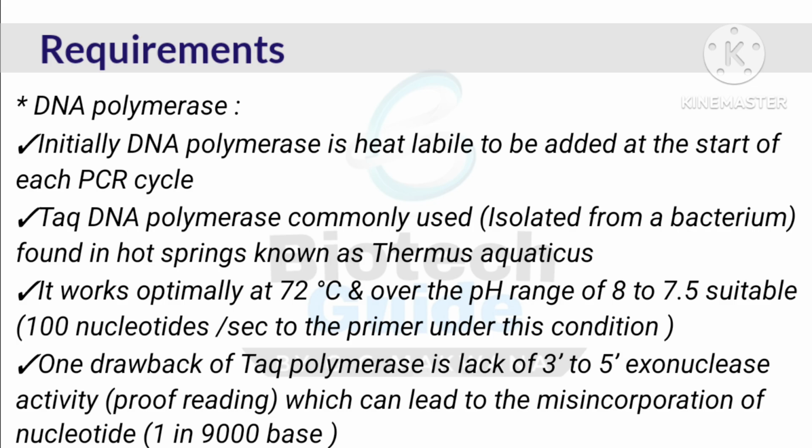Then one drawback of Taq DNA polymerase is what? It lacks 3' to 5' exonuclease activity, also defined as proofreading, which can lead to misincorporation of a nucleotide, 1 in 9000 bases. So one drawback is there, but it happens only 1 in 9000 bases. There is a rare chance of misincorporation because of the missing exonuclease or proofreading activity, but it's rare.